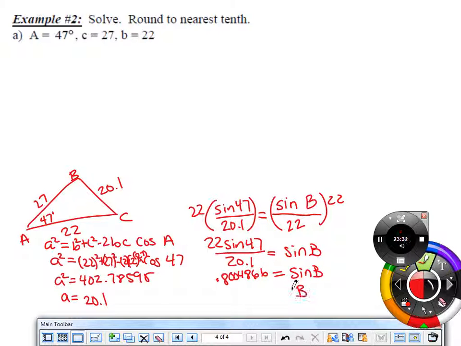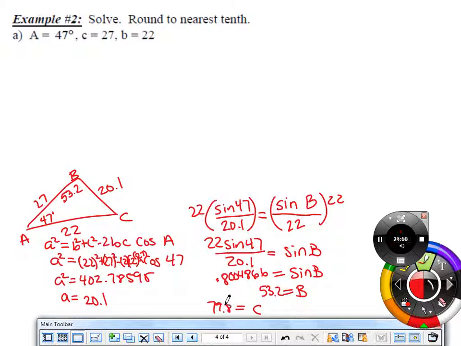Okay, so angle B is equal to 53.2. So I put that in. And so now how do I find angle C? I don't go use the law of sines. Yeah, I just add them up and subtract from 180. Okay, so 53.2 plus 47 and subtract it from 180, 79.8.